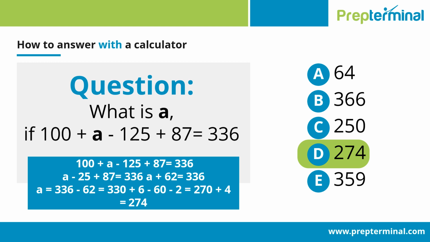If 100 plus A minus 125 plus 87 equals 336, then A minus 25 plus 87 equals 336, and A plus 62 equals 336. Therefore, A equals 336 minus 62 equals 330 plus 6 minus 60 minus 2 equals 270 plus 4 equals 274.